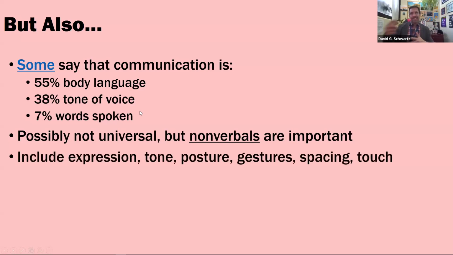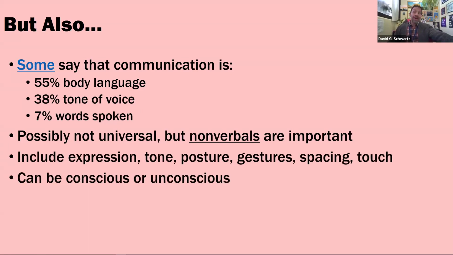And if I now swat around, it's because I've got a gnat circling around me. It does include things like the expression on one's face, as was said there in the chat, the tone, the posture, the gestures, the spacing and touch. And it can be conscious or unconscious. We may not realize that.